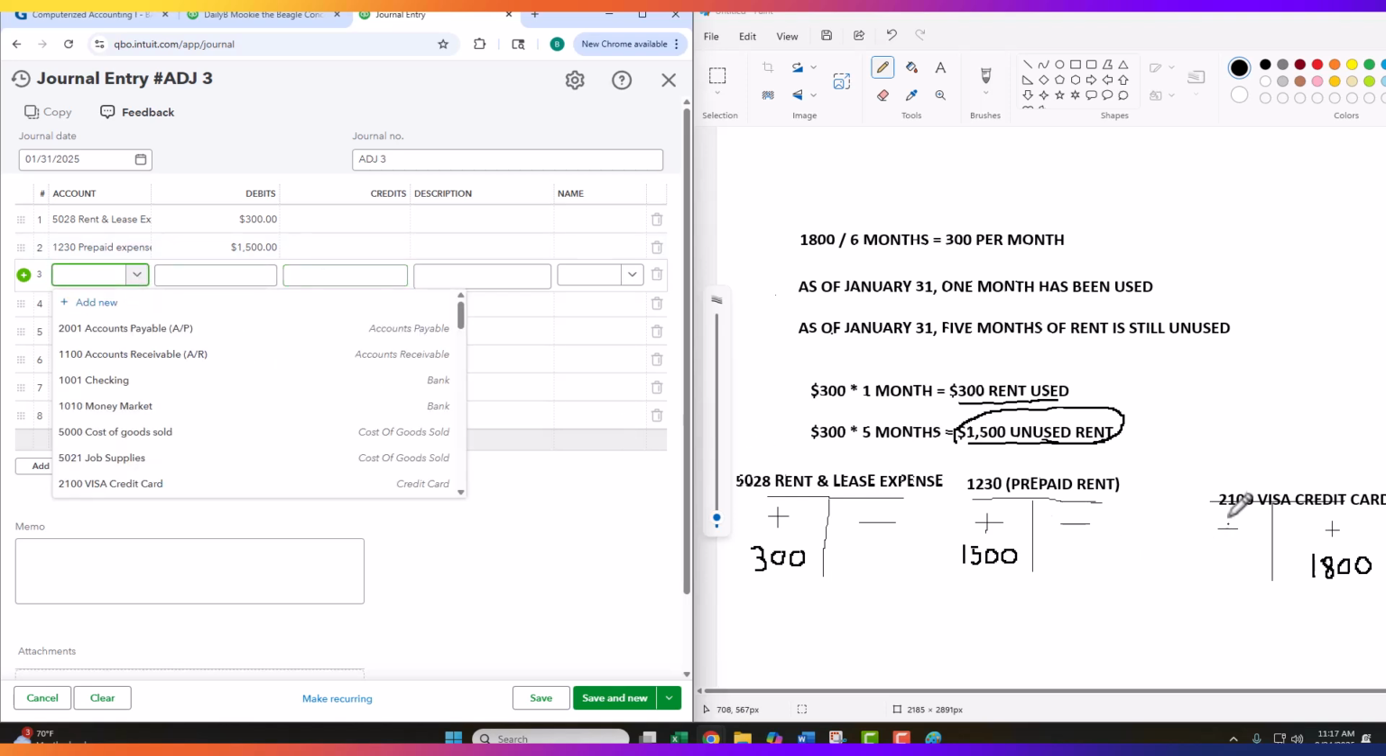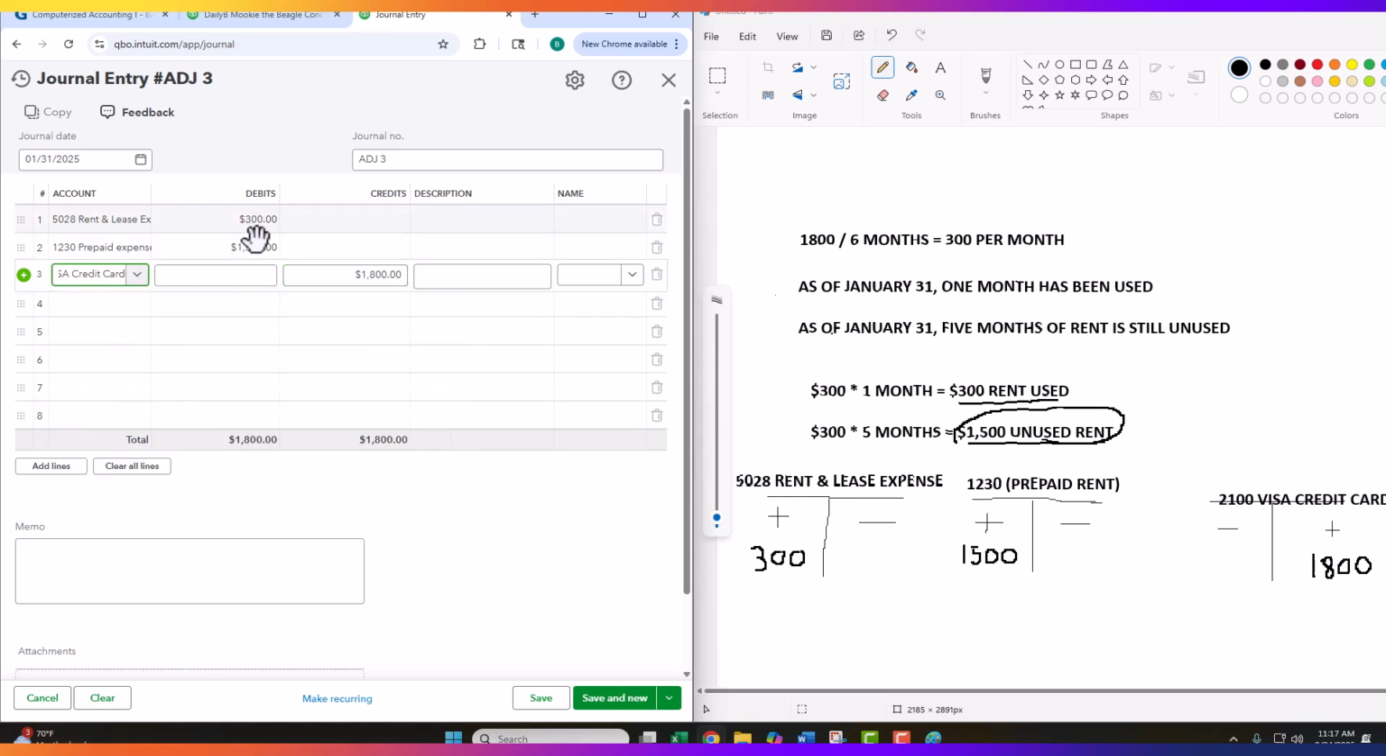And then finally we have the 2,100 Visa credit card. So I can find that. Actually, it's on the screen right there, and the system sums those amounts. That's what I wanted to do, is credit it for 1,800.